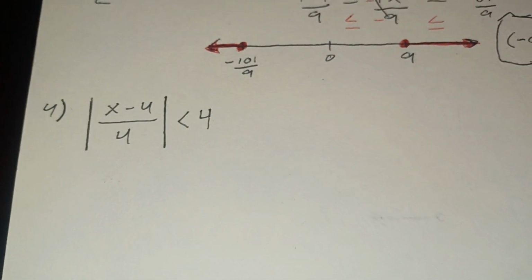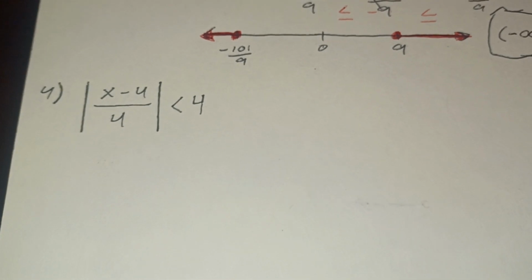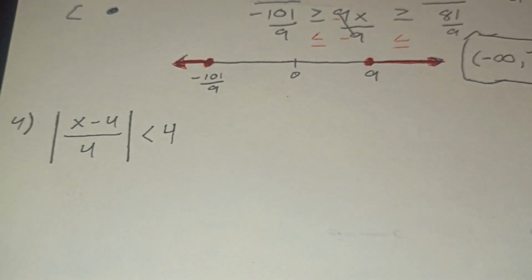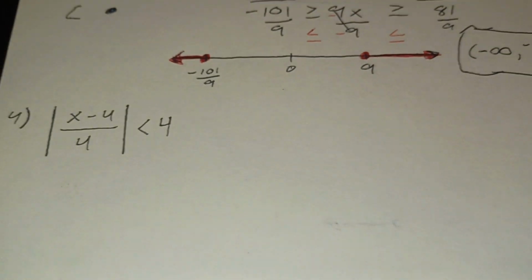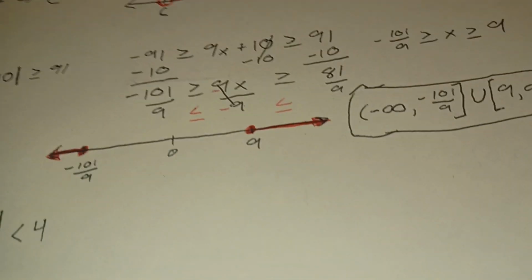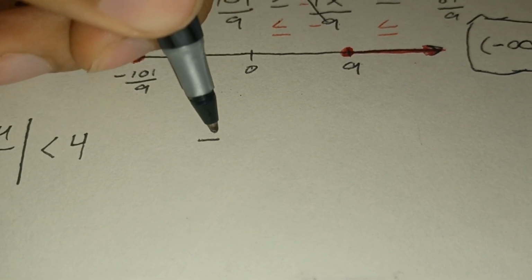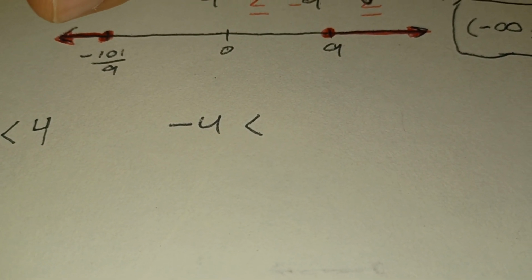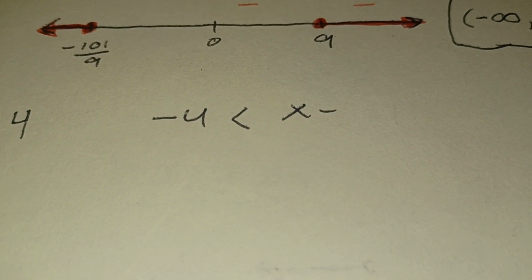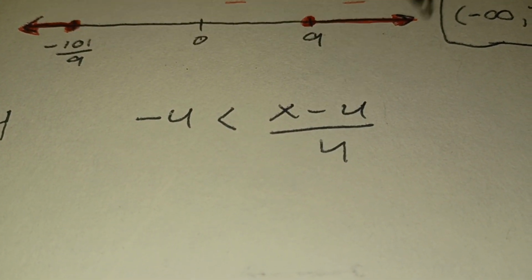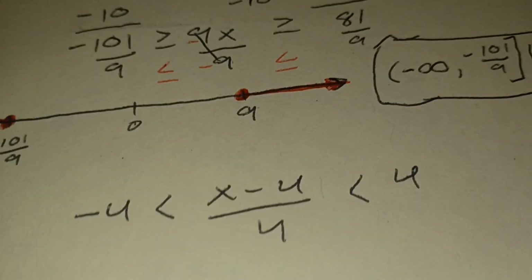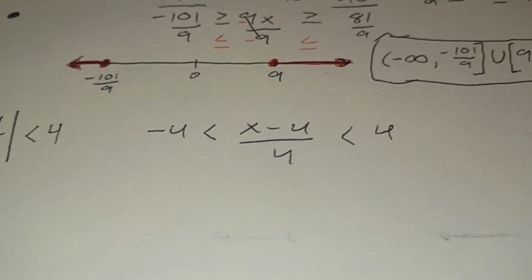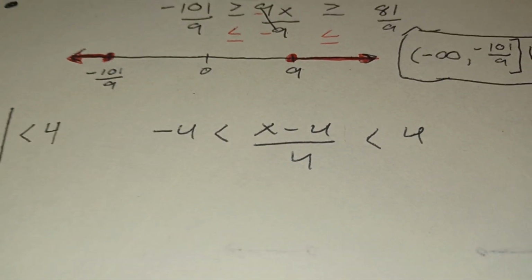So now let's go on to the last one, number 4. Absolute value of x minus 4 over 4 is less than 4. Since this is an absolute value, we treat it like all the absolute values. So we rewrite it as negative 4, again the same inequality sign, x minus 4 over 4, like that. So now we just have to leave x by itself and from then on, it's simple. It's just like the rest.